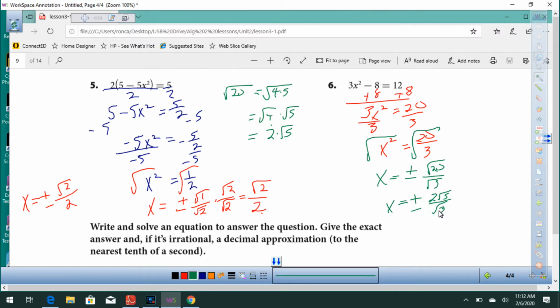Again, we can't have a radical in the denominator, so we got to rationalize it. We'll multiply the top and the bottom by the square root of 3. So x equals plus or minus 2 times the square root of 15 over the square root of 3 times the square root of 3, which is the square root of 9, and the square root of 9 is 3. Good job.